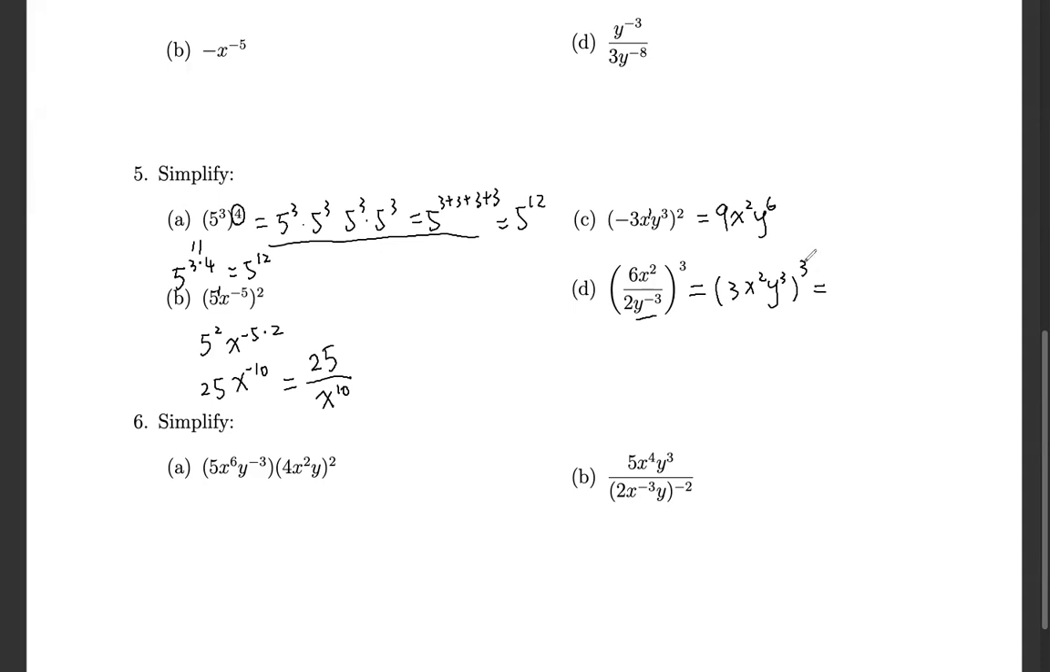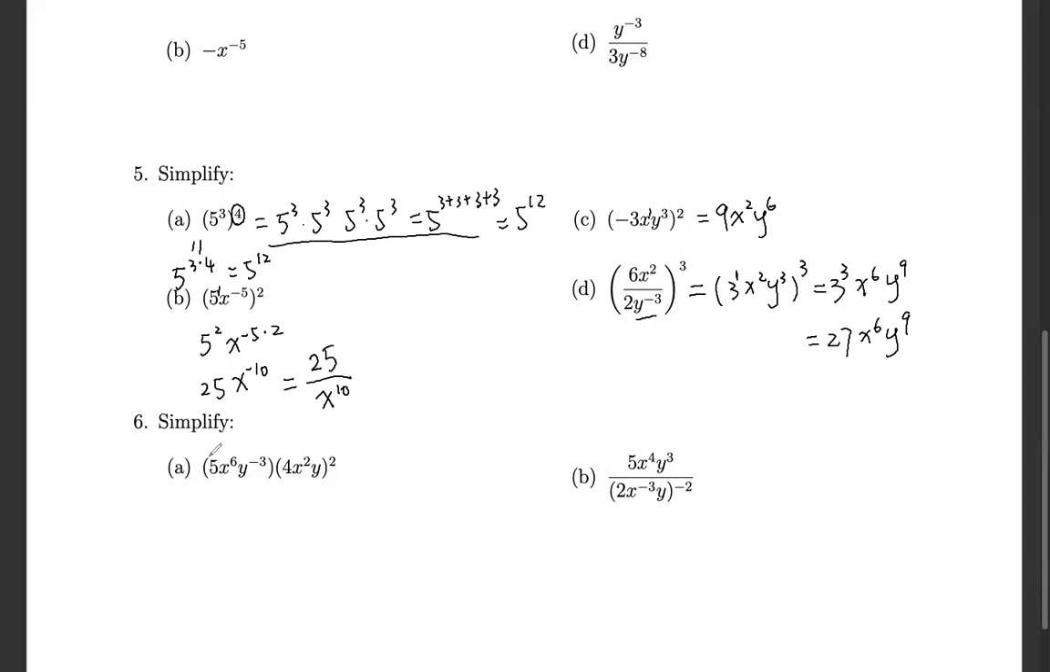Now we can apply this exponent 3. So this is 3 raised by 1. So 3 raised by 3, x raised by 6, because 2 times 3 is 6. And y raised by 9, because 3 times 3 is 9. 3 cubed, 27. 27, x raised by 6, y raised by 9.